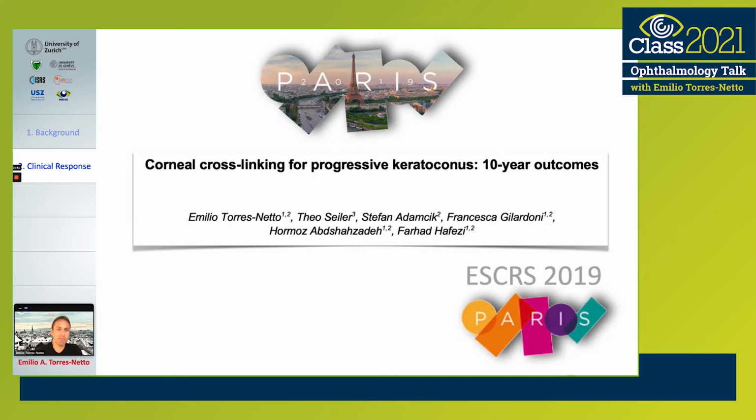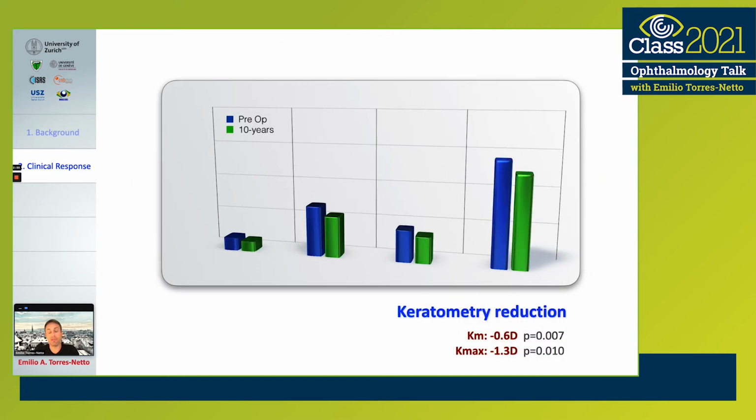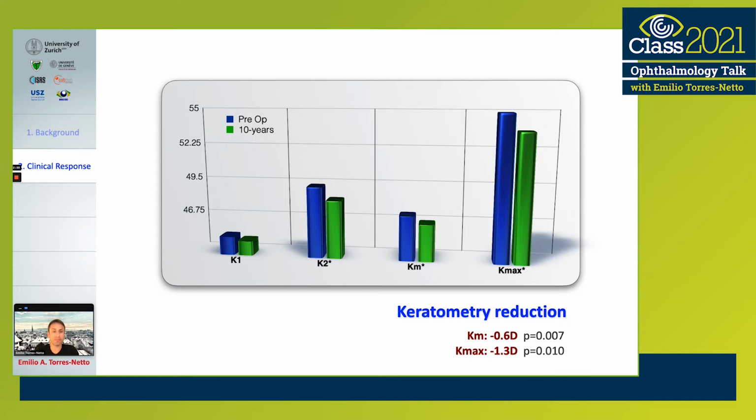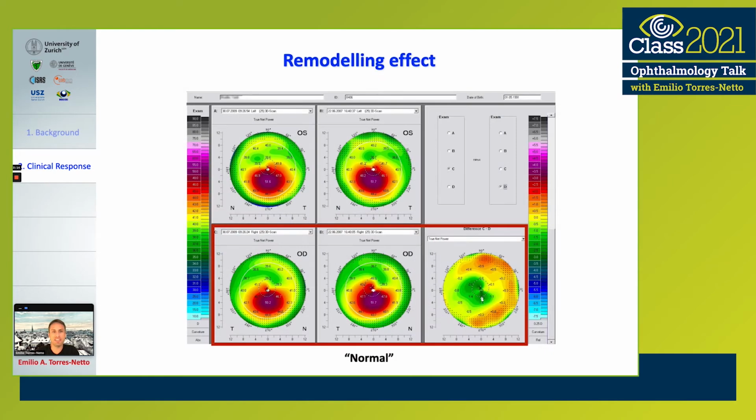And in this paper, which we presented at ESCRS 2019, we show our results from the Zurich group from IROC and ELSA, showing the 10 years follow-up data from the Zurich patients, and we saw that even after 10 years the keratometry was still reduced. By the Kmax, what we observed after 10 years was still a flattening of 1.3 diopters, which was fantastic.